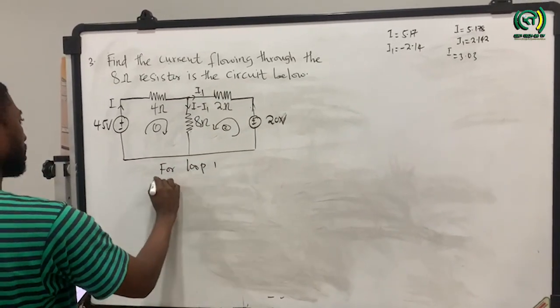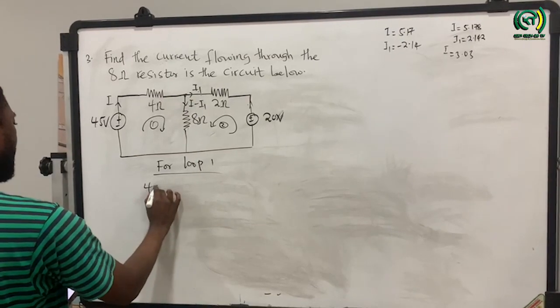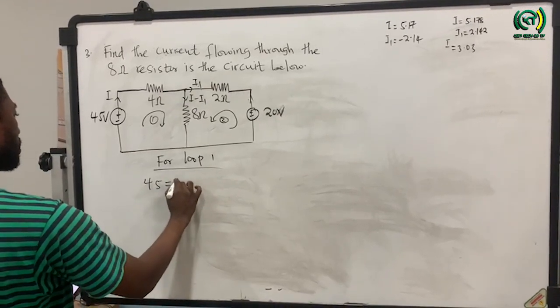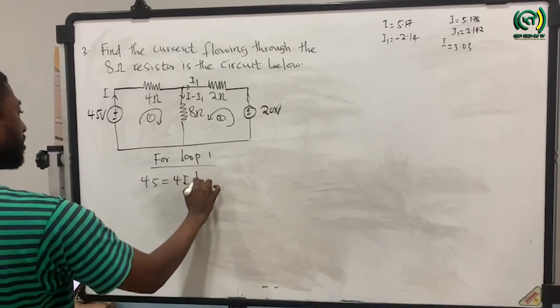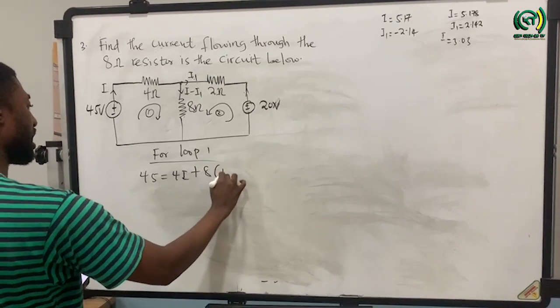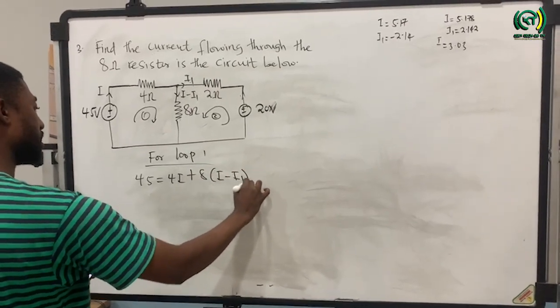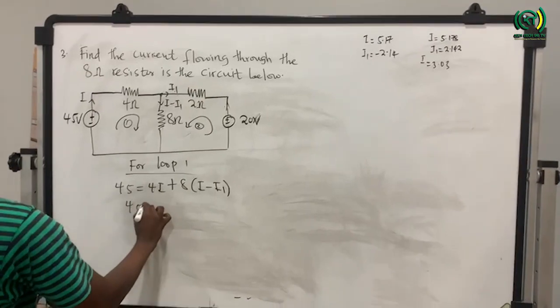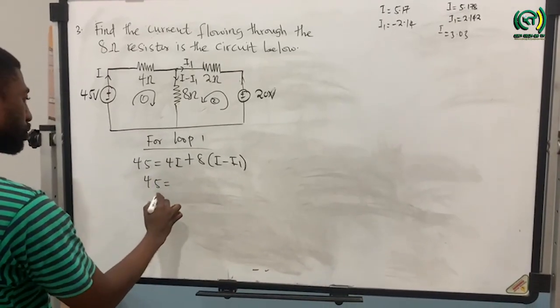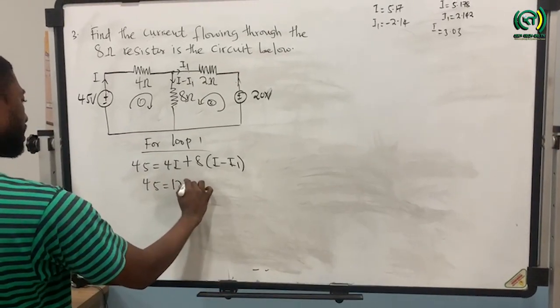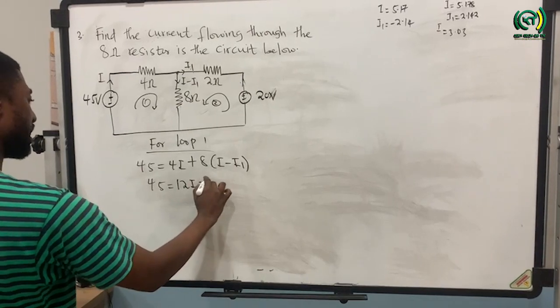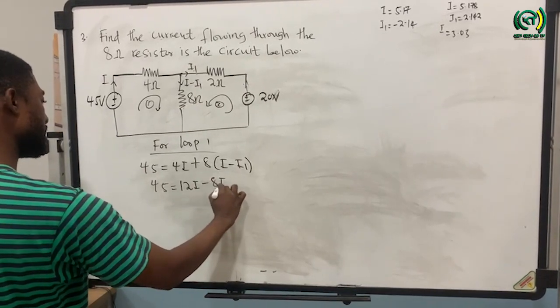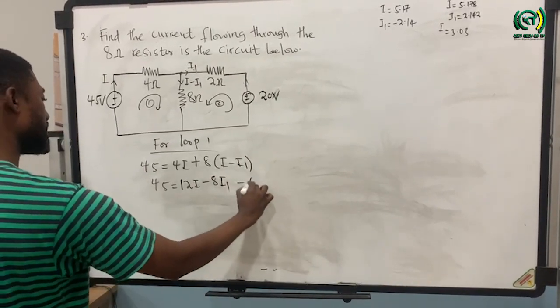So for loop 1, I'm going to have 45 equal to 4I plus 8 into bracket I minus I1. So 45, simplify, I'm going to have 45 equal to 12I minus 8I1, which is equation 1.